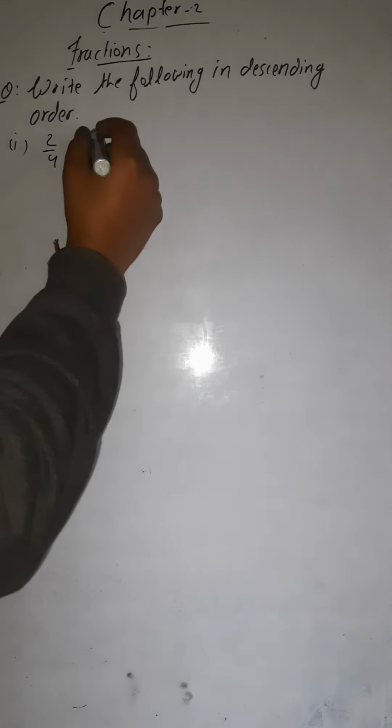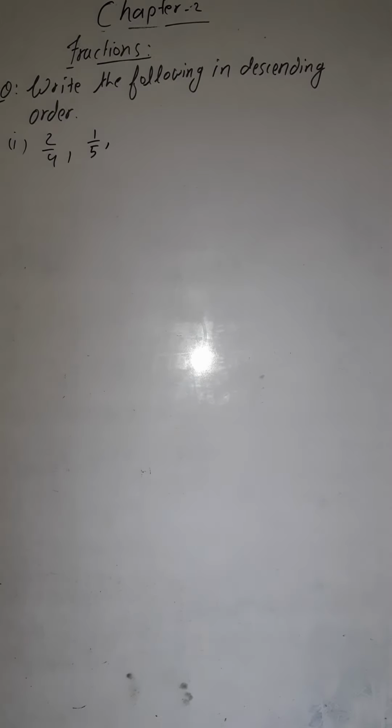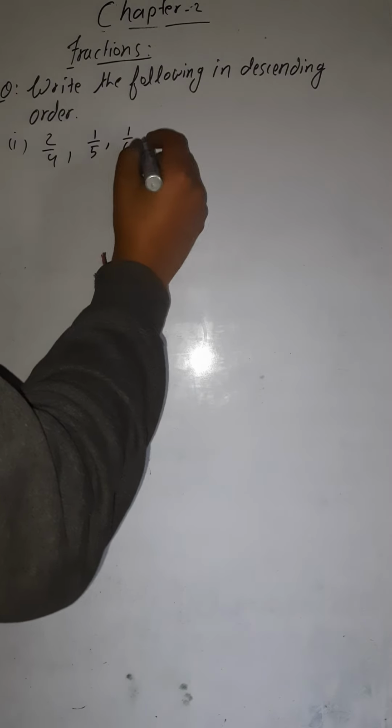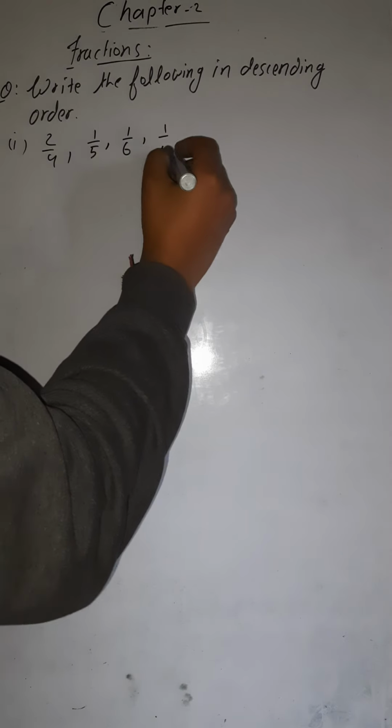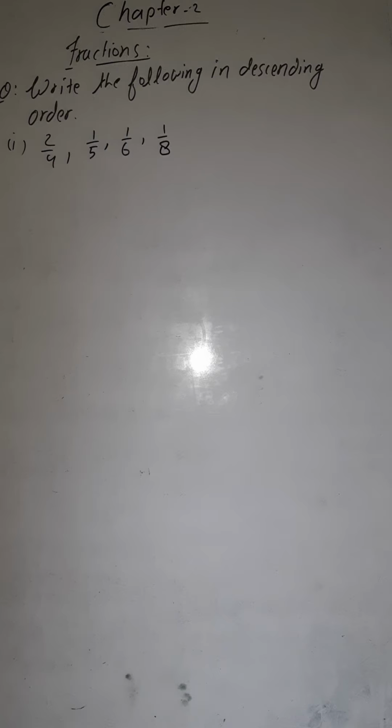The first question is some fractions. I am just going to give you 2 by 4, comma, 1 by 5, then comma, 1 by 6, then 1 by 8. Okay, so these are the fractions which you have to write in descending order.